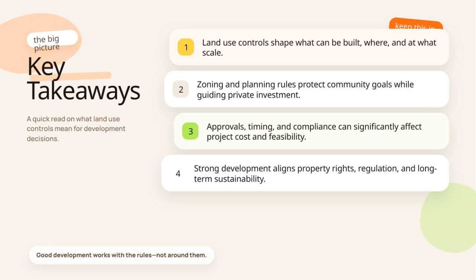Third, successful development finds a balance between property rights, regulations, and long-term sustainability. This alignment is essential to create projects that work today and are viable for the future. Finally, the most effective developments work with the rules rather than trying to get around them. Respecting the land use framework leads to smoother projects and stronger communities overall. Keep these points in mind as key guides in navigating development decisions.